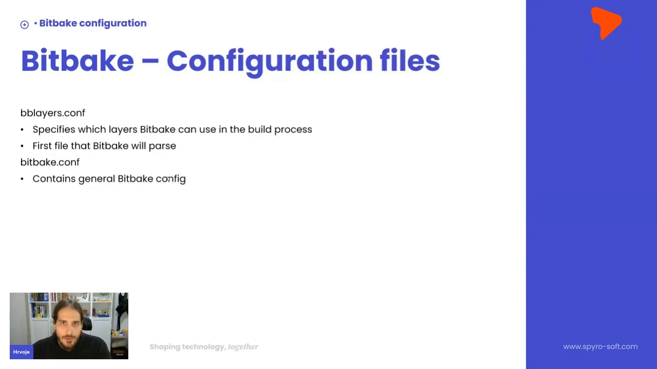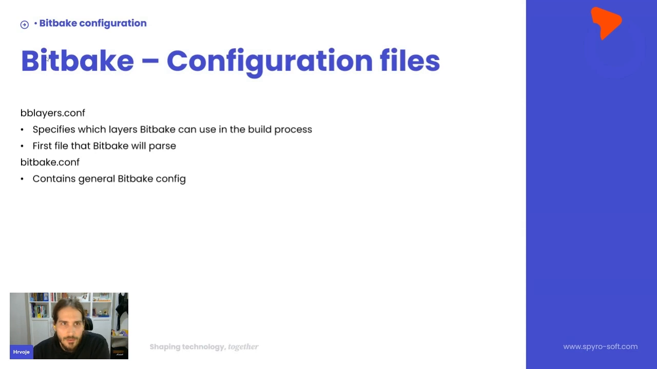Now I mentioned previously configuration files, and there are many configuration files that BitBake can have, but there are actually two mandatory configuration files that BitBake will fail without. It will throw an error if you miss them in your project. First one is bblayers.conf. This one specifies which layers BitBake can use in the build process and the location of those layers. And this is the first file that BitBake actually parses.